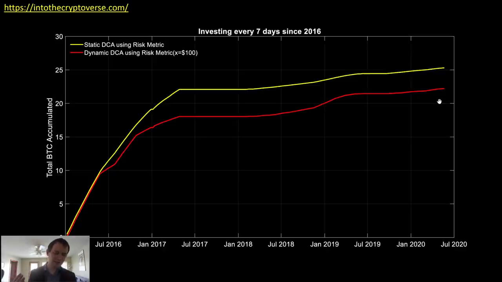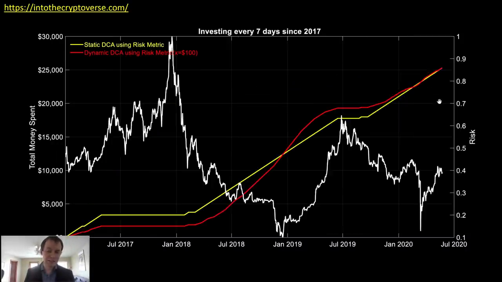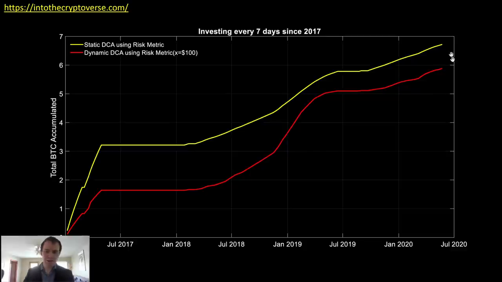And again, this makes sense, because if you're doing it during a bull market and the risk levels are just going up and up and up, then it's better to just get your money into the market. And then again, in 2017, you see the same thing. Dynamically DCAing would have been worth around 6 Bitcoin at present day, and doing it statically, a little over 6.5 Bitcoin. So not a huge difference.